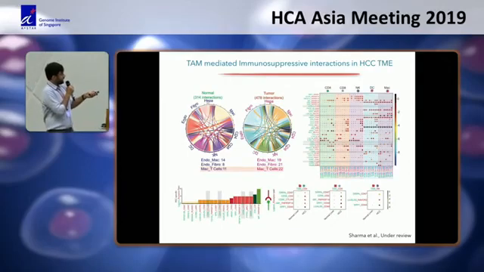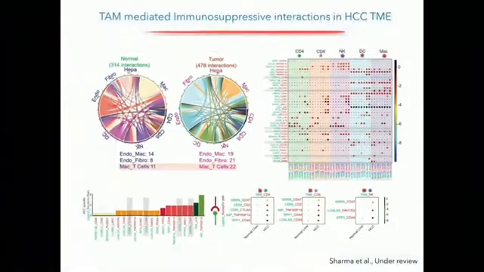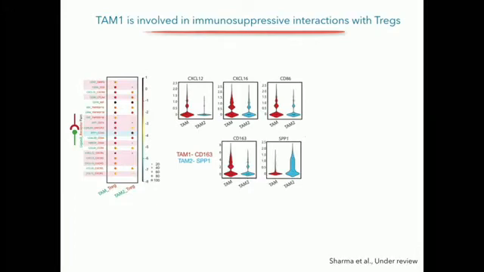For example, you see there's an increase of CD86-CTLA4 interaction, CD28-CD86, CD58-CD2, and CD47 and SIRPA. But the interesting part was that with these macrophage interactions, we were seeing both CD4 cells, CD8 cells, and NK cells. But we know that in tumor, CD8 and NK cells are not that abundant. That's why we specifically looked into the interaction between Tregs and the macrophage population.